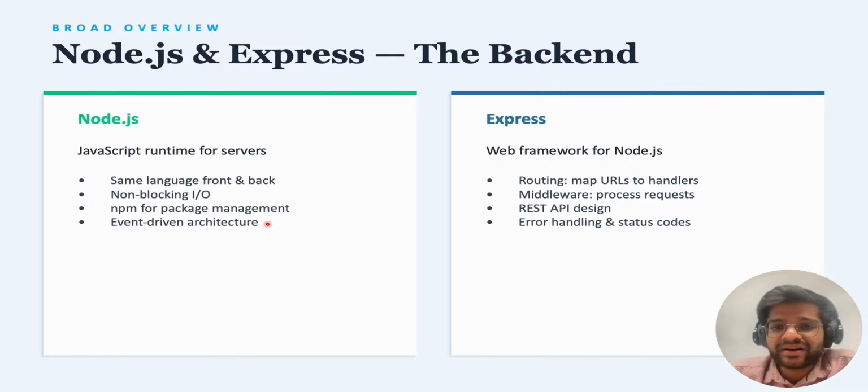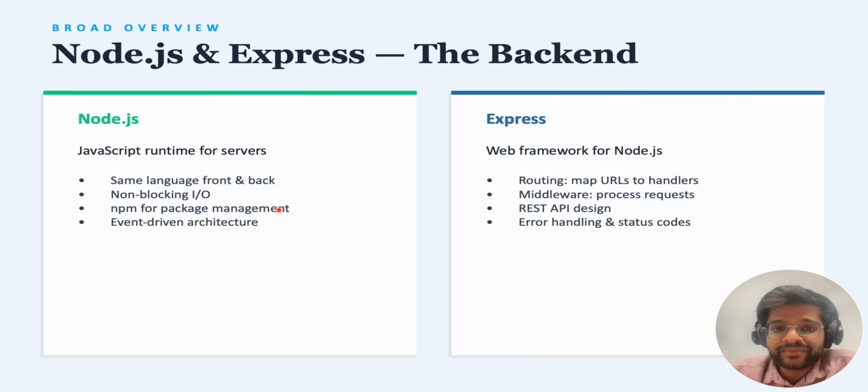Node.js also has an event-driven architecture. Instead of creating a new thread for every request like traditional servers, Node.js uses a single-thread event loop that listens for an event and responds to them. This is very closely related to how non-blocking IO works.